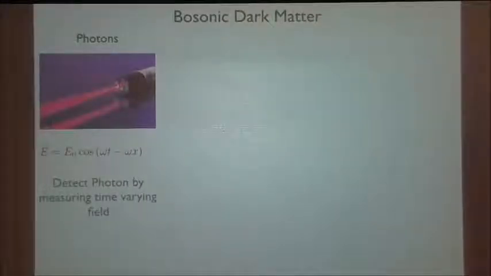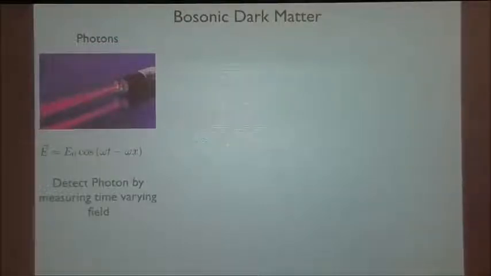So let's talk about bosonic dark matter. How does bosonic dark matter look? What can we actually use to find it? And before we talk about bosonic dark matter specifically, let's ask a question about photons, bosons that we know and love, and see how we can think about them.